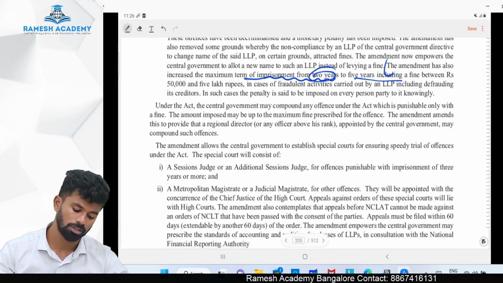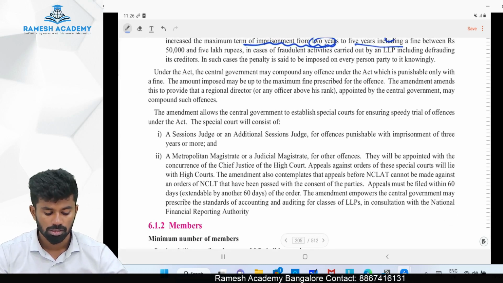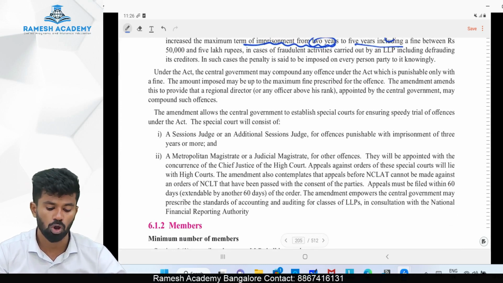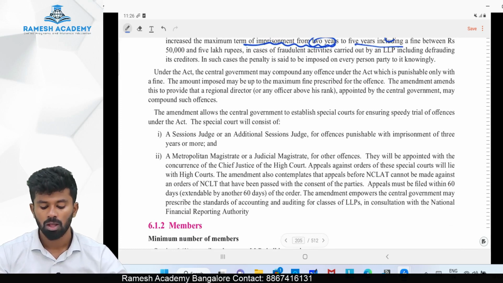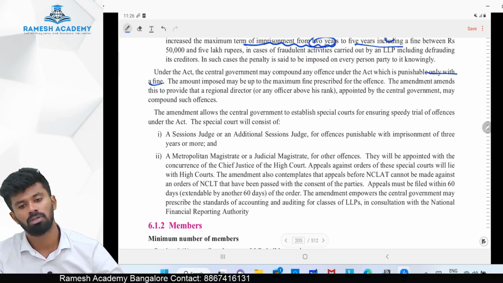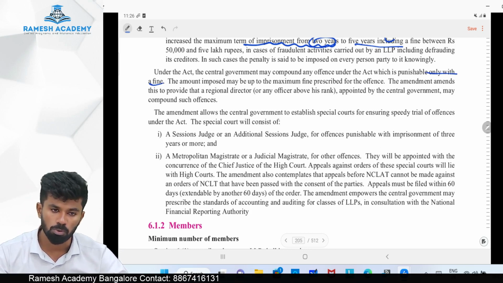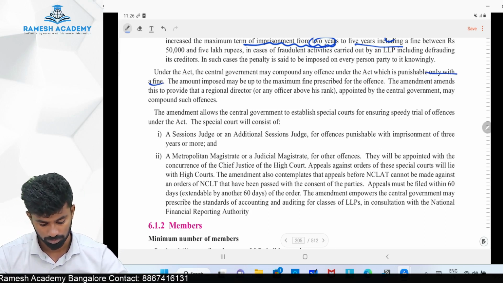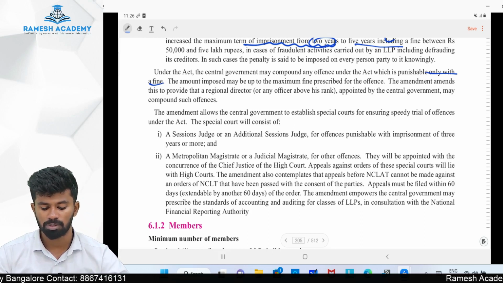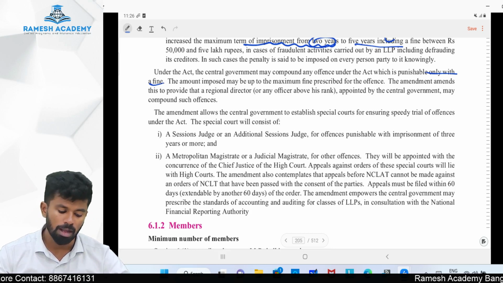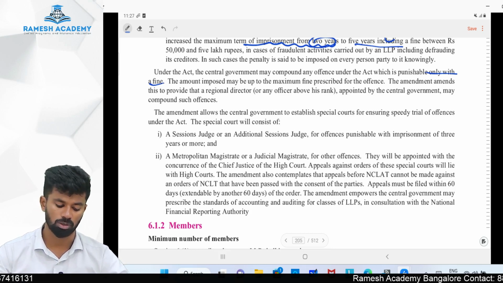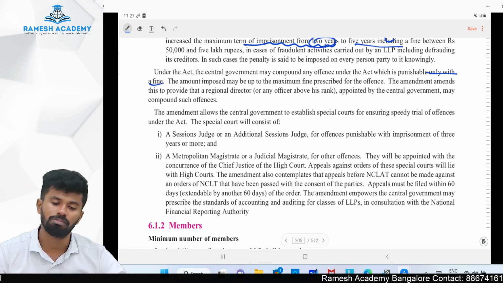Under this act, the central government may compound any offence. Compounding means compromising under the act, for offences punishable only with a fine. So if there is only a fine, then such offences are compoundable offences. The amount imposed may be up to the maximum fine prescribed for the offence. The amendment provides that a regional director appointed by the central government may compound such offences.